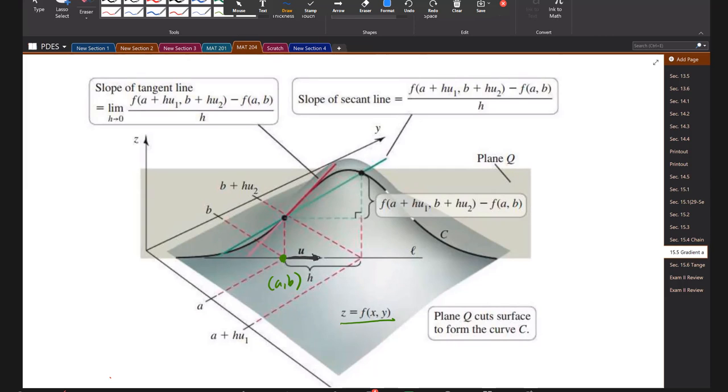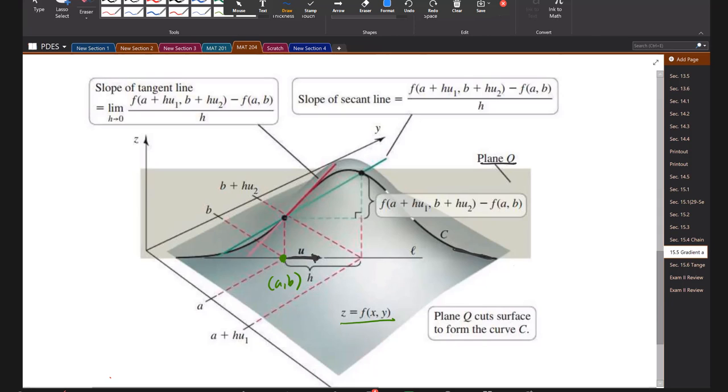One way to imagine this, and this is probably the easiest way, is to go ahead and form a plane that runs perpendicular to the xy plane, and also moves in the direction of that vector u. So you can see this plane Q here that's slicing through our surface. When we slice this plane Q through our surface, notice that it forms this curve here that the author's drawn in black, that curve C.